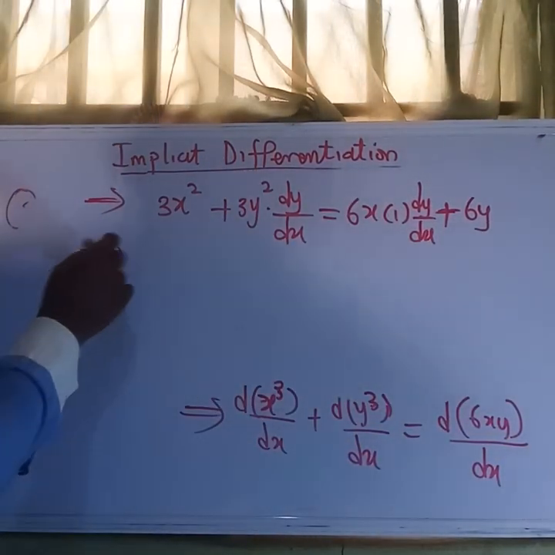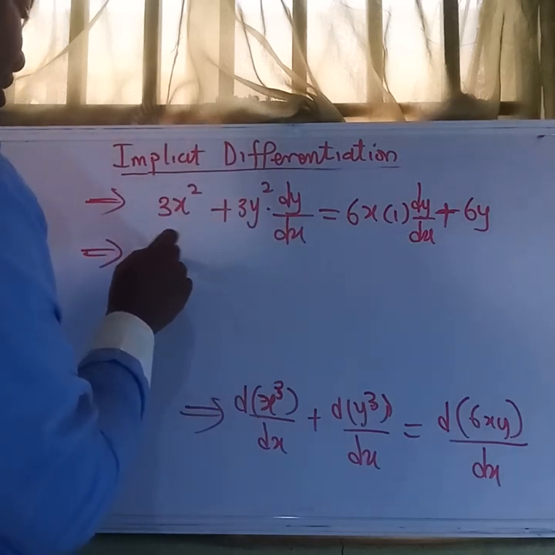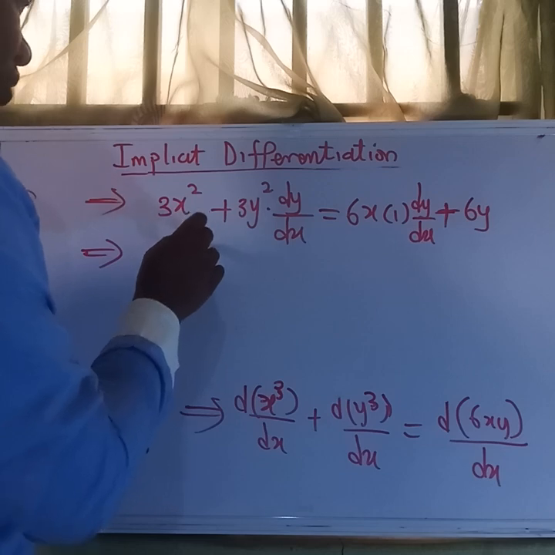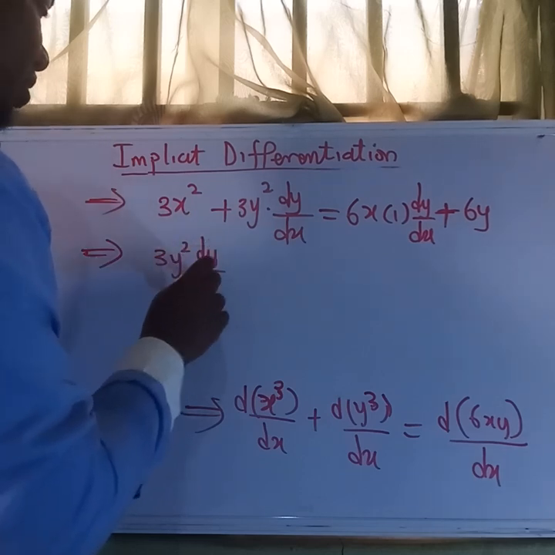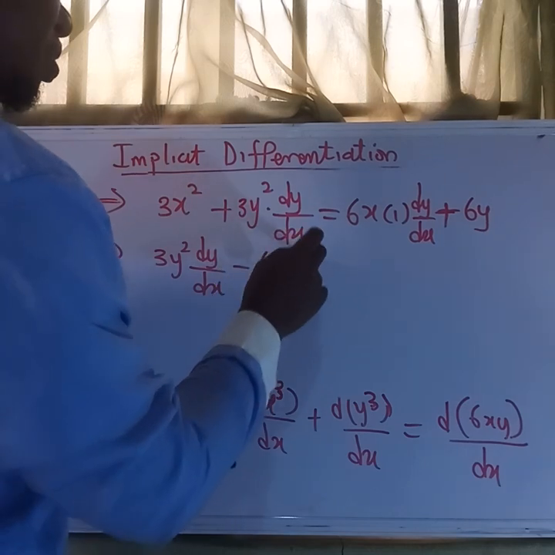So the next thing is to group these terms so that we can find dy/dx. So let us group this. This now has dy/dx there, so we can bring this here.